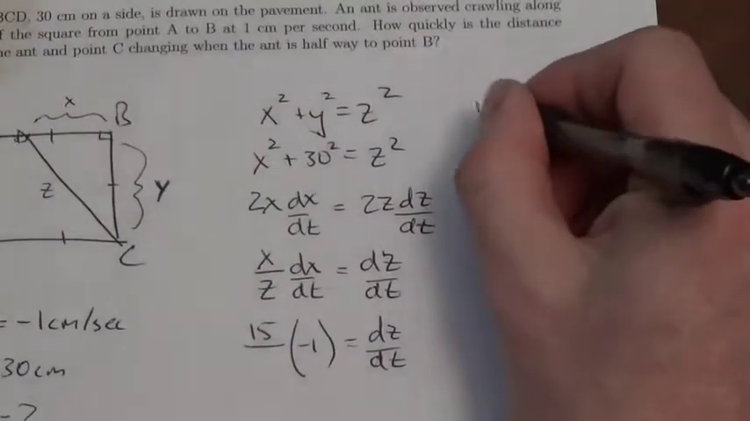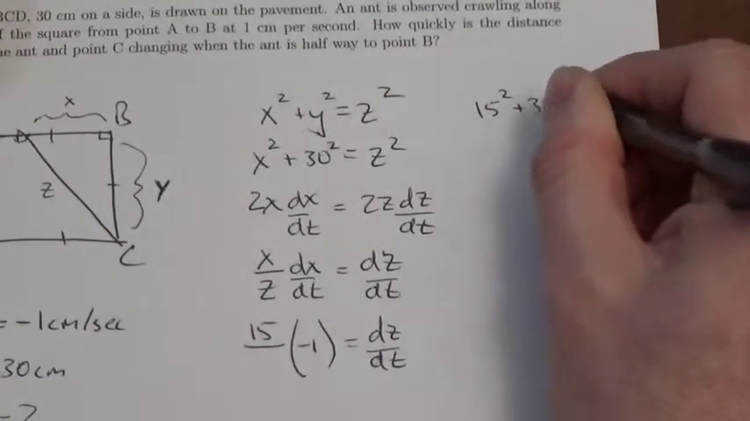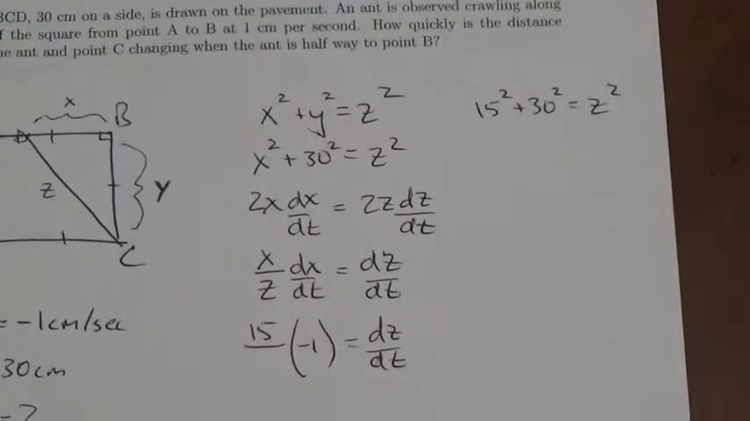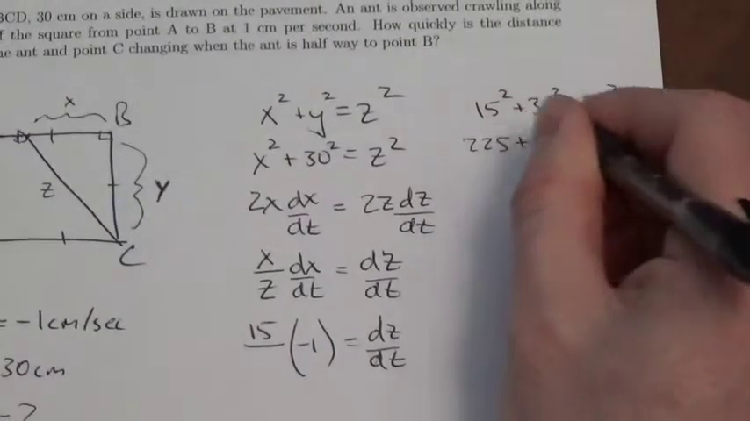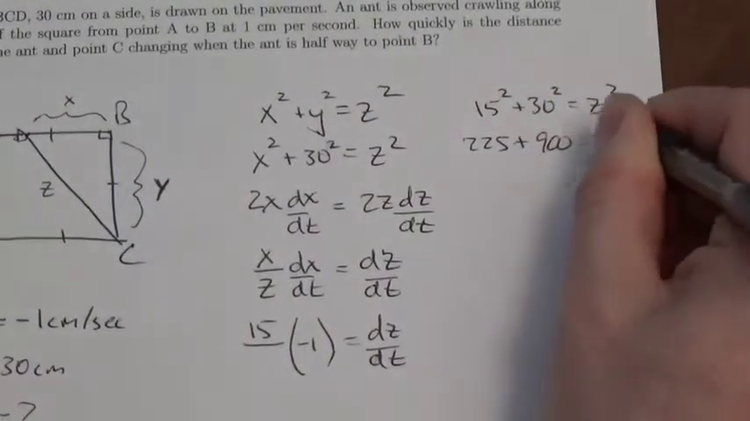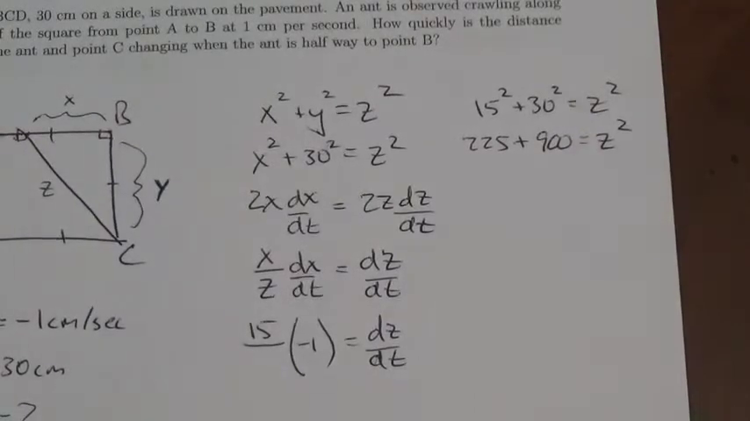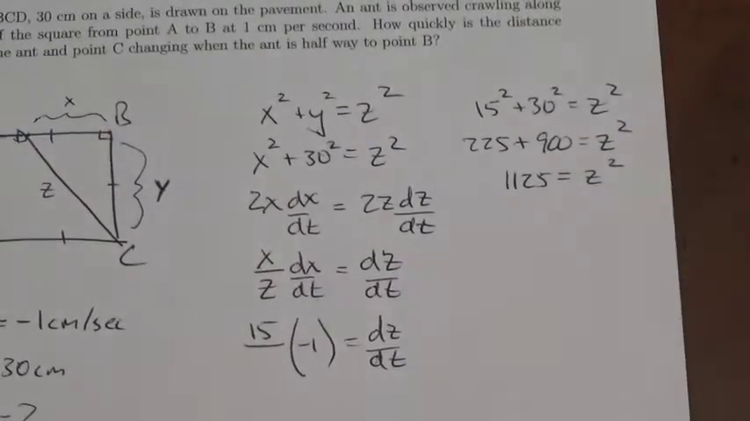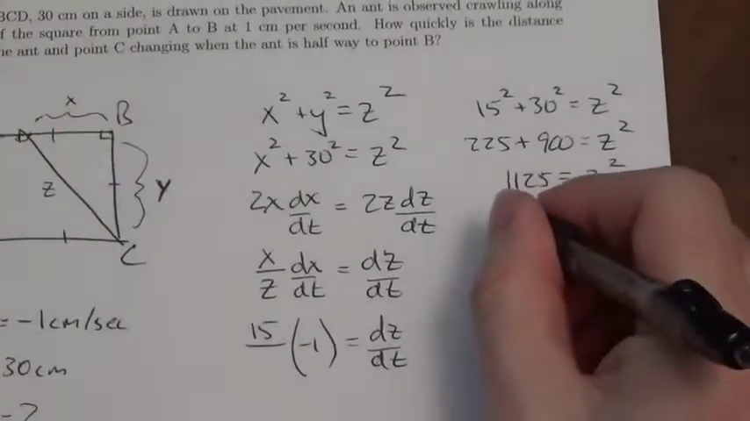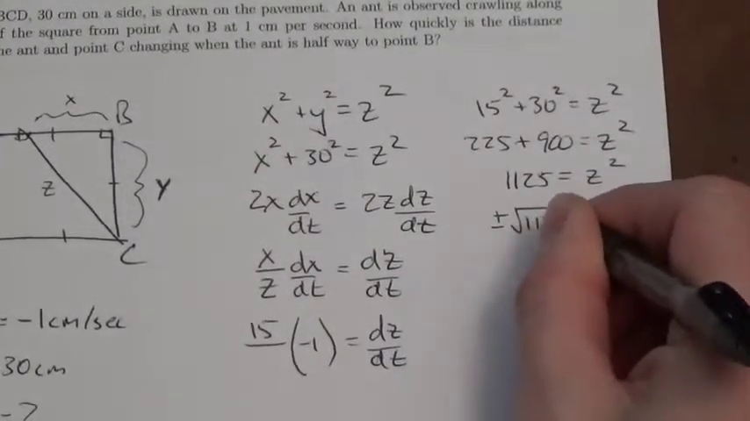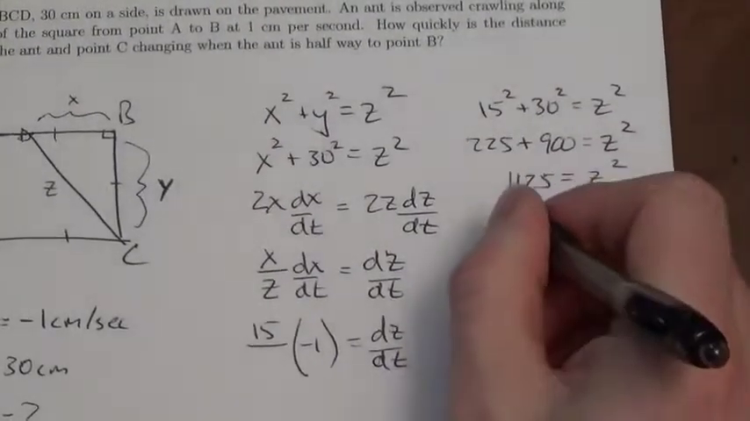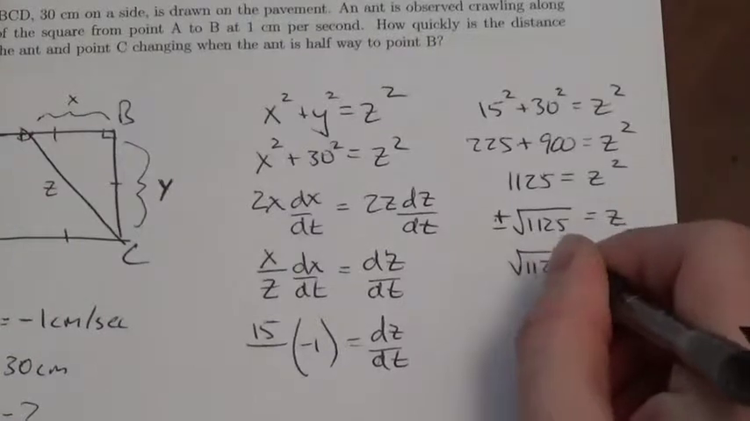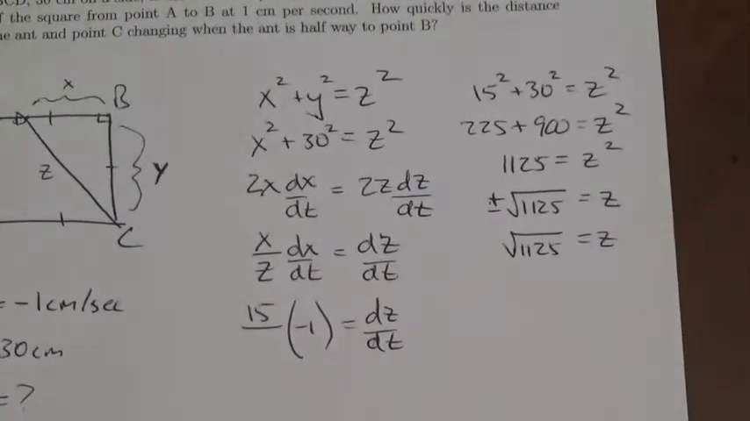But that's okay. I've got the Pythagorean Theorem. So I know that x is 15. I know that y is 30. I just don't know what z is. So 15 squared is 225. 30 squared is going to be 900, is equal to z squared. So put those together and we get 1125 is equal to z squared. Now I'm going to take the square root of both sides. And again, I really like seeing that plus or minus just so that everybody knows that belongs there. But again, because of the scenario here, the negative one doesn't make any sense.